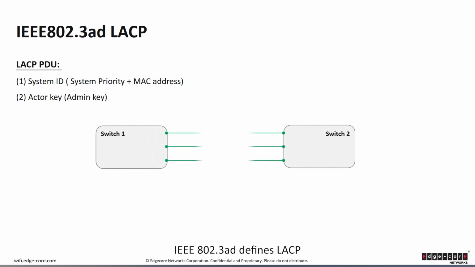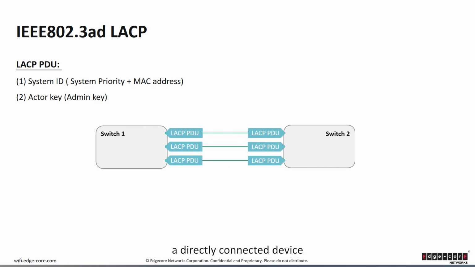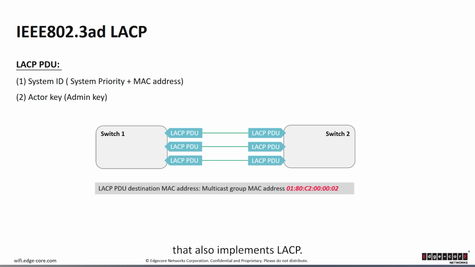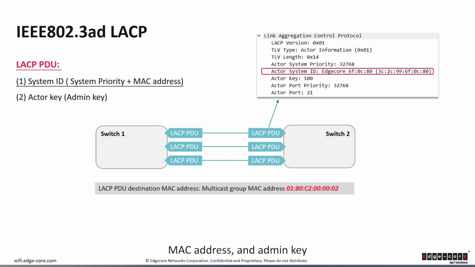IEEE 802.3 AD defines LACP, Link Aggregation Control Protocol. LACP allows a network device to negotiate an automatic bundling of links by sending LACP packets to their peer, a directly connected device that also implements LACP. The LACP PDU has a unique system ID, which consists of system priority and system MAC address, and an admin key. And then the switch bases on this information to form a link aggregation group.